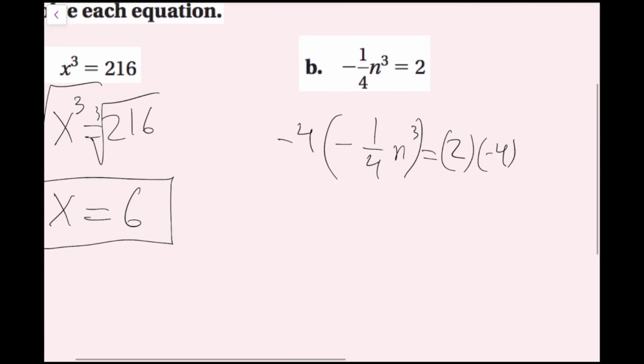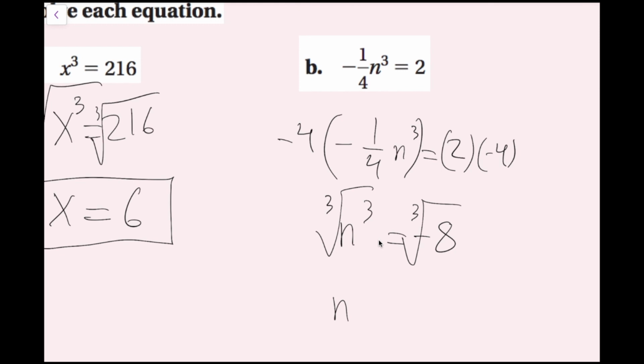And then I get n cubed equals negative 8. Now I'm going to take the cube root of both sides. So I get n, because remember, these cancel here. The cube root and the cube, they cancel. So n equals, well, what number multiplied 3 times equals negative 8? That's going to be negative 2. Anyway, now we're done with part B.